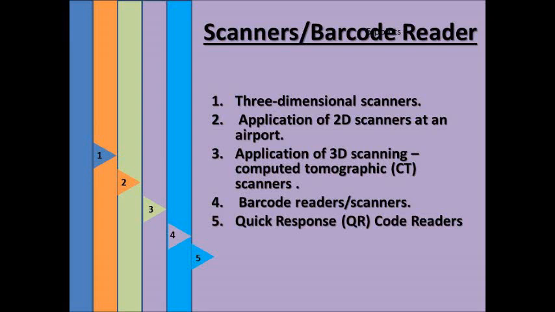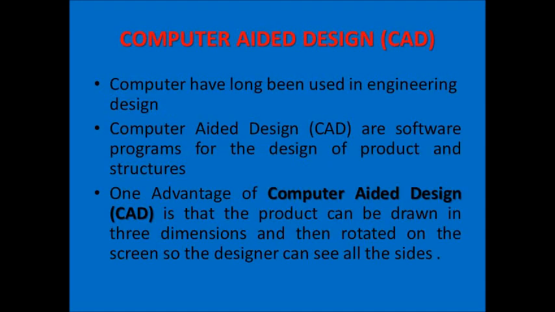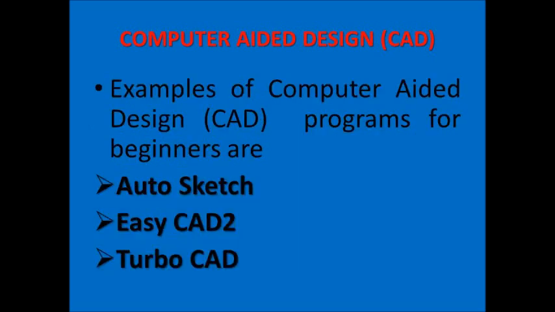Computers have long been used in engineering design. Computer-aided designs are software programs for design of the product and structure. One advantage is that a product can be drawn in 3 dimensions, then rotated on the screen so the designer can see all the sides. Examples for beginners include AutoSketch, EasyCAD 2 and TurboCAD.